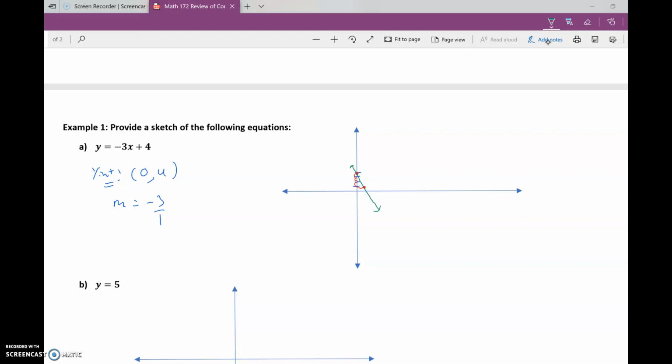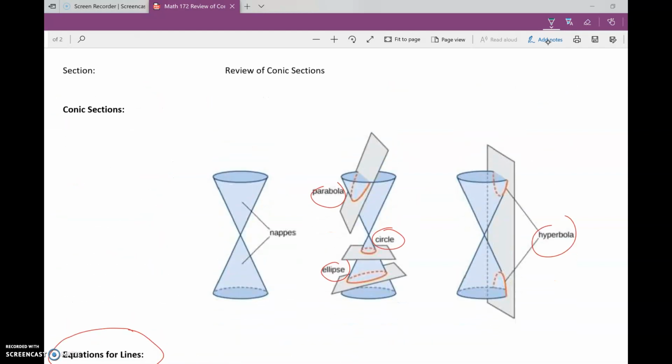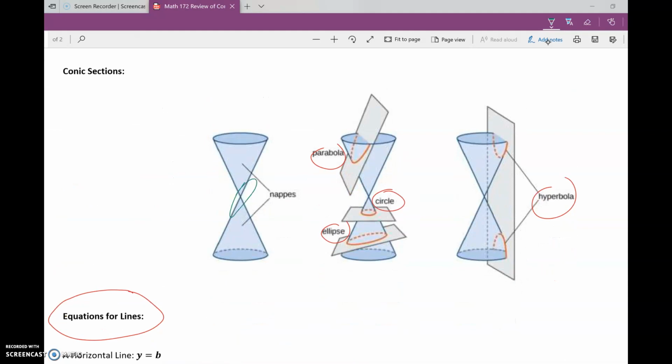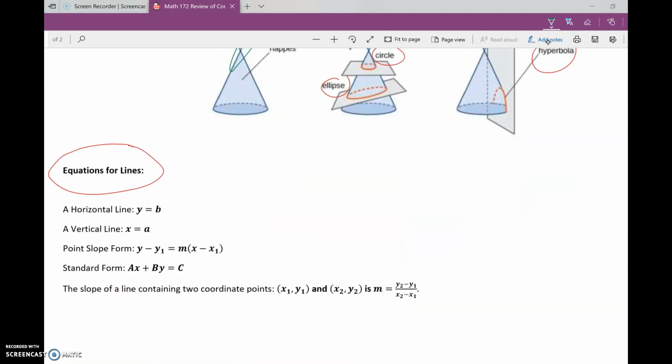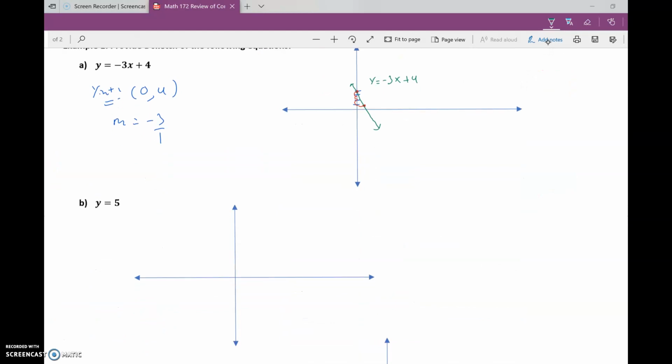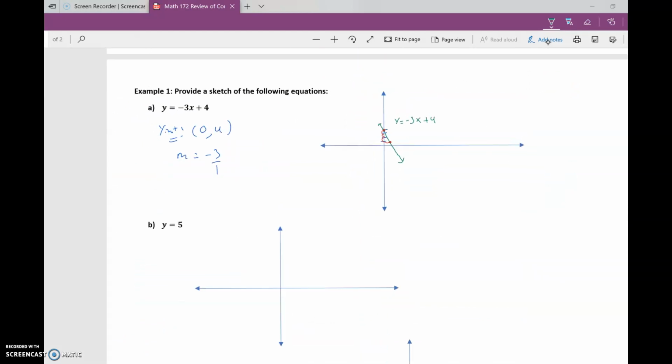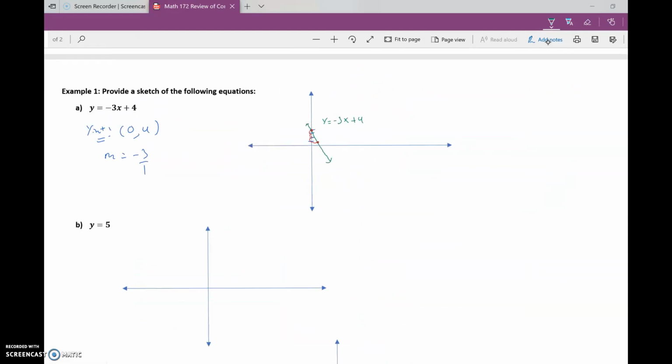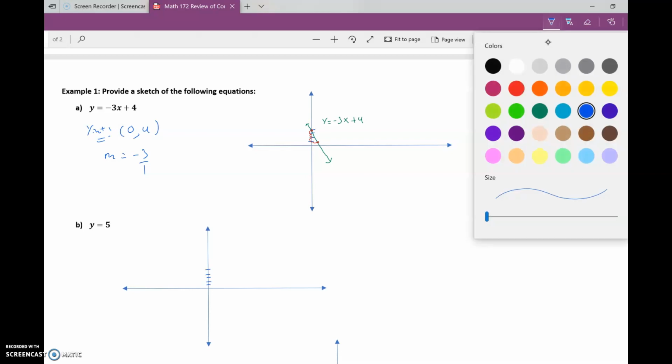And that's it. So this is the representation of y is equal to negative 3x plus 4. In your conic section, it's technically this portion there where we're obtaining a line. The second one is y is equal to 5, so it represents a horizontal line. So this is 1, 2, 3, 4, 5.